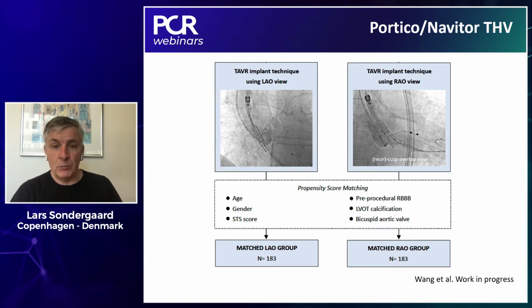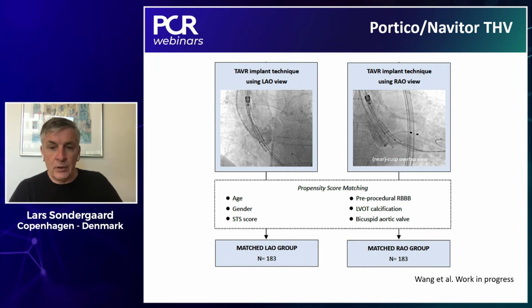I think it's been shown that it's worked for some of the valves. We had in Copenhagen this smaller study. We had a quite certain shift from a traditional LAO view towards a cusp overlap view and RAO caudal projection. We took the patients treated before the shift and afterwards. We matched the patients for age, gender, STS score, pre-existing right bundle branch block, LVOT calcification, and the degree of bicuspid aortic valve. So we got 183 patients in each group.